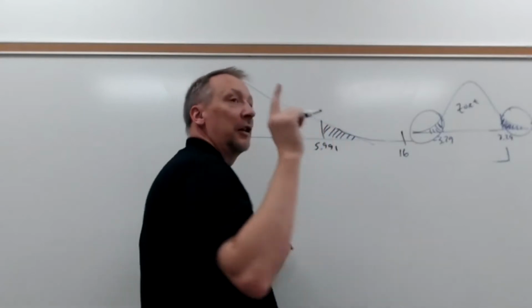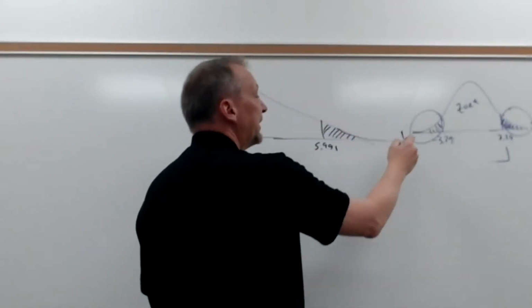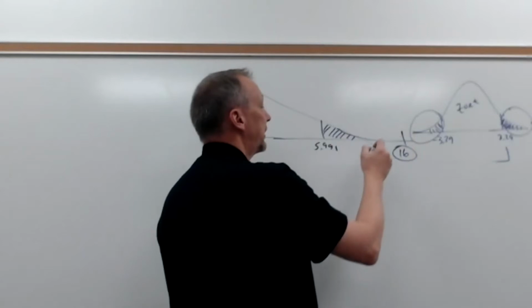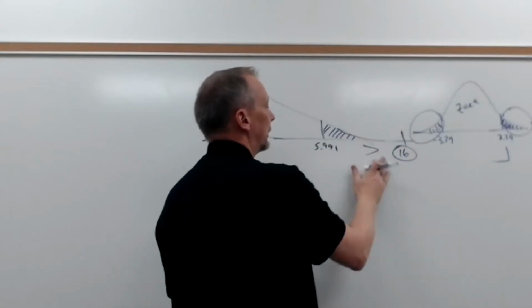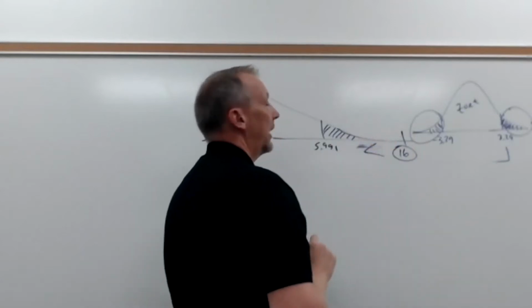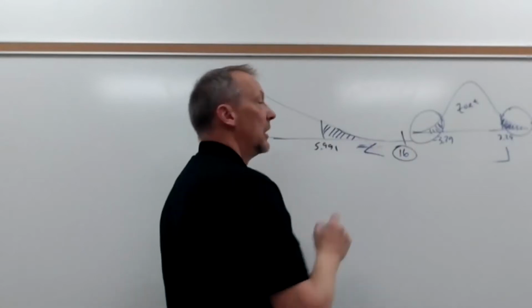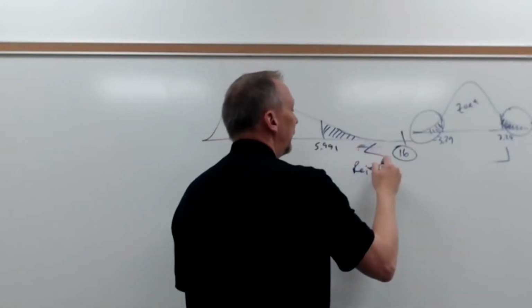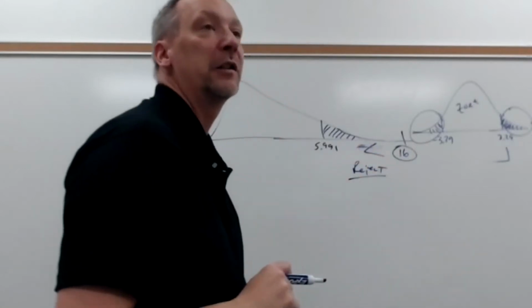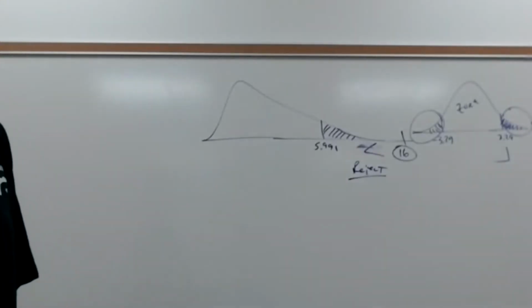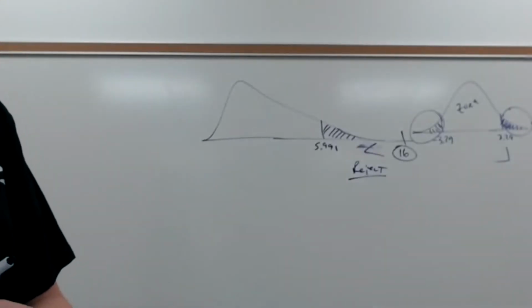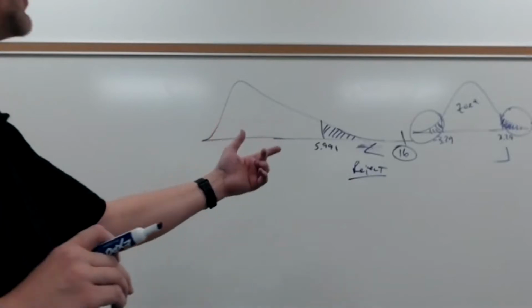So, using the classical method, is my sum large? Yeah, 16 is much larger than 5.991. So that's a different way to decide if you want to reject. Do you like that method? Yes. Okay, so you're welcome to do that.